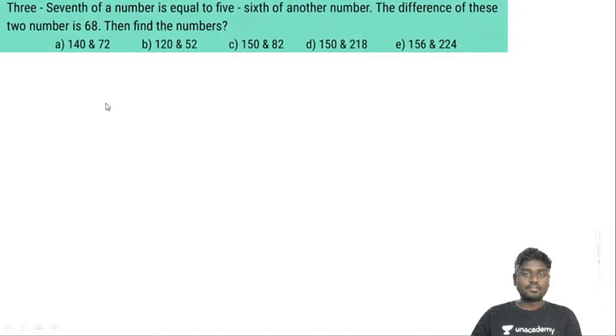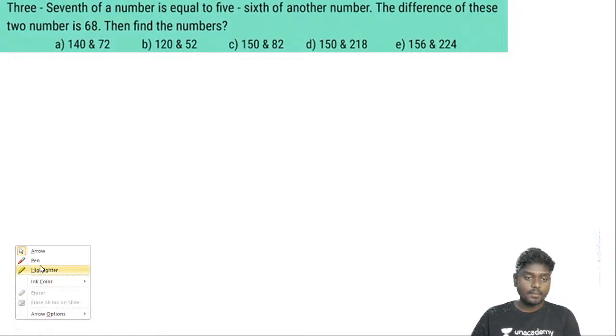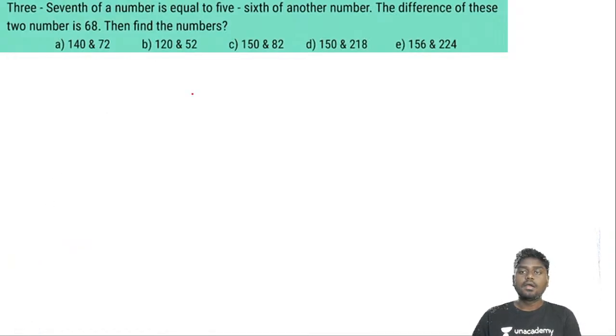So 3/7 of a number is equal to 5/7 of another number. Okay, fine. And the difference of these two numbers is 68. Okay. You need to find the numbers. Exactly what are they?